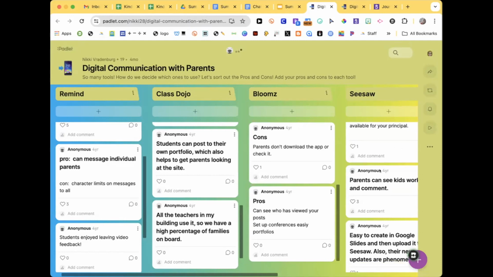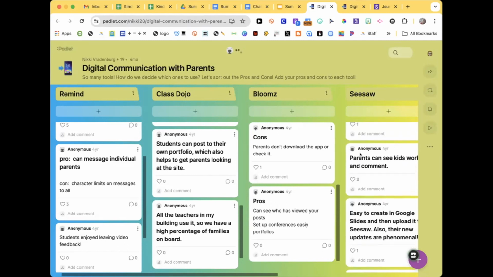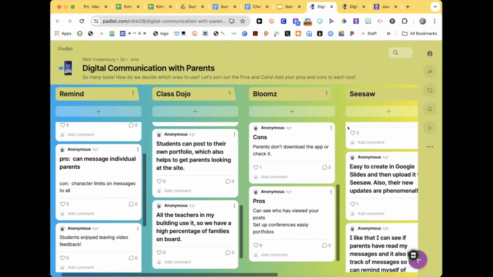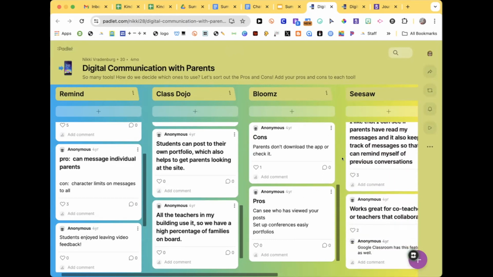However, I also don't miss the day of the backpack stuffed full of papers and notes and field trip slips and all those sorts of things that really do just kind of get lost in there. So I think a real pro of the digital communication is that it's probably more organized. It's easier to find some of those things. We don't have all those loose papers and that sort of thing. So pros and cons. Any other ideas?